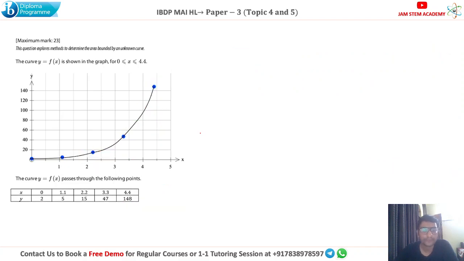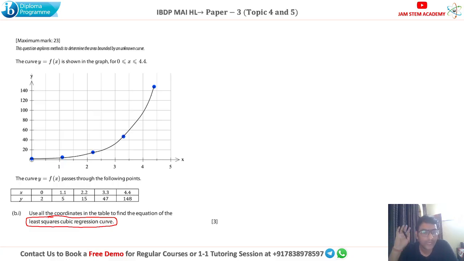Next part. Now, for these following points, it says use all the coordinates in the table to find the equation of the least square cubic regression curve. So there are various regression curves in our GDC. This time they want us to find the cubic regression only. So we will calculate cubic regression using these points. What you have to do is enter these x and y values in the spreadsheet. Also, it says write down the coefficient of determination.